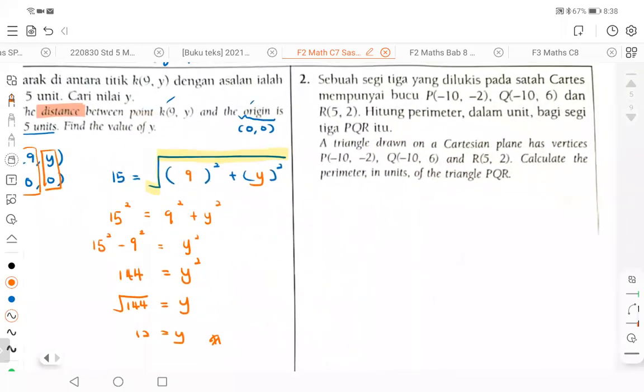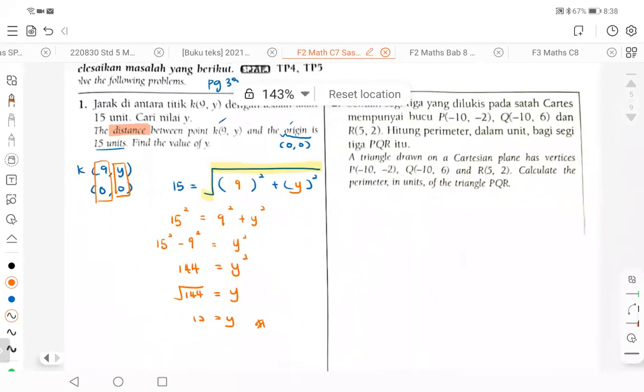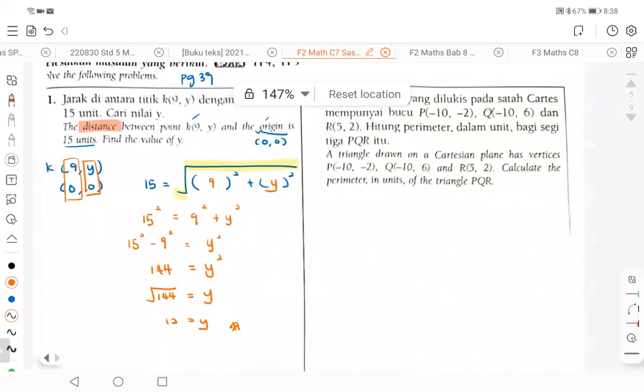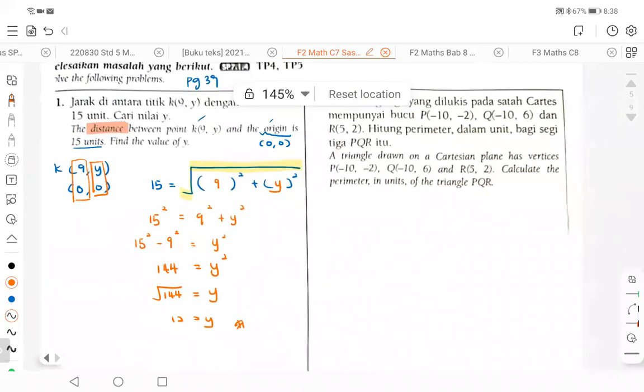Again, move on to number 2. If you have any questions, please ask. Okay, number 2. A triangle drawn on Cartesian plane has vertices. Vertices means like the sharp point. P, Q, and R. So calculate the perimeter in units of the triangle PQR. Perimeter means you have to find out the distance of 3 sides. Okay, these 3 sides, then you total up. It will be perimeter.